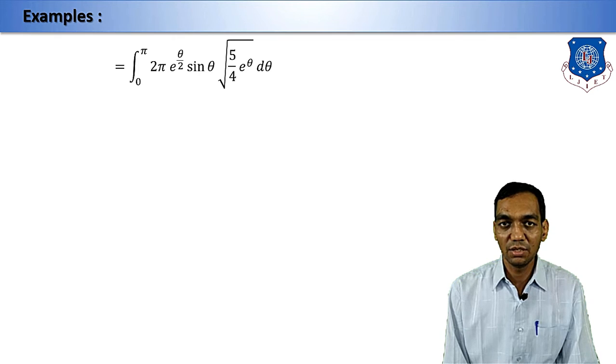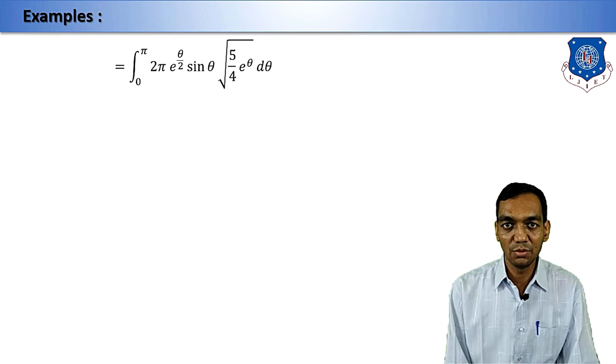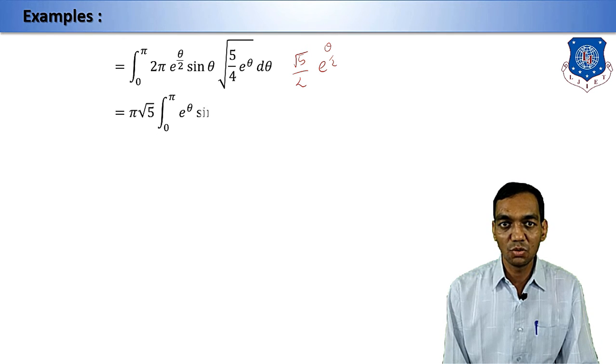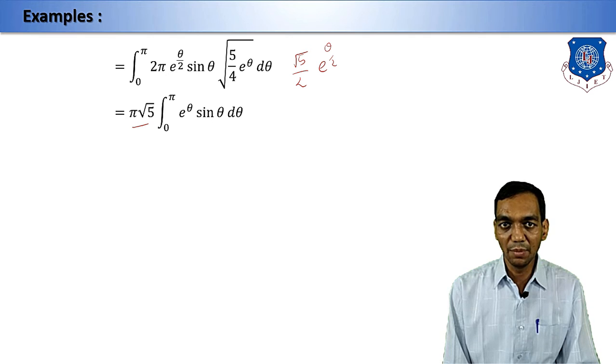See, if you are taking the root, then this will be root 5 by 2 into e raised to theta by 2, correct? So 2 will be cancelled out and you will have root 5 into pi. So that is common out, pi into root of 5. Limit is from 0 to pi. e raised to theta by 2 into e raised to theta by 2, that will be e raised to theta, and into sine theta d theta.